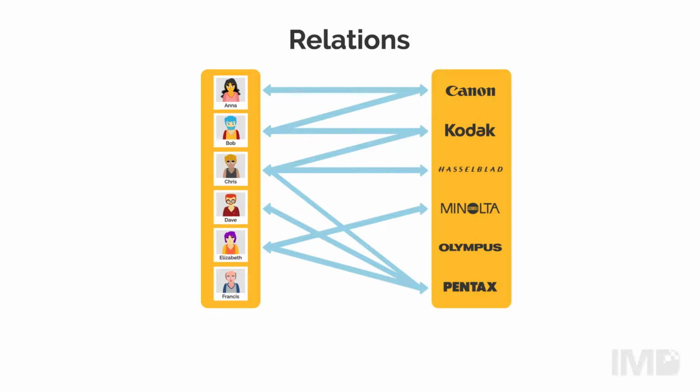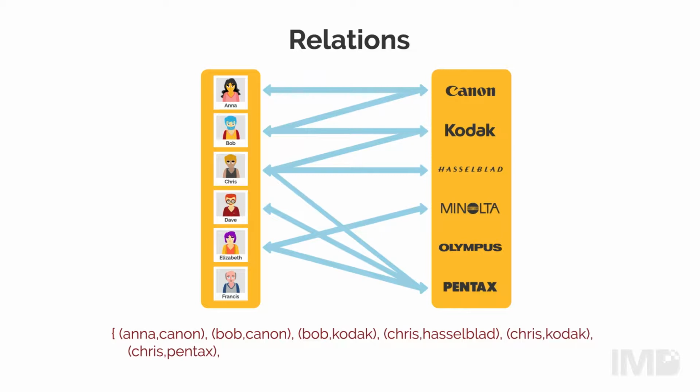This graphical representation, if you write it in a textual manner, would be represented as follows. We have the relationship owns equals the set composed of the following pairs: Anna Canon, Bob Canon, Bob Kodak, Chris Hasselblad, Chris Kodak, Chris Pentax, Dave Pentax, Elizabeth Pentax, and Elizabeth Minolta. Or, using the maplet notation, this could be transformed into the following set.